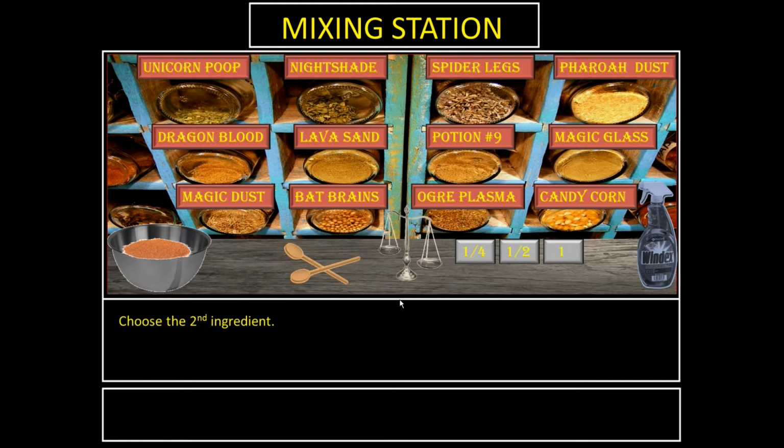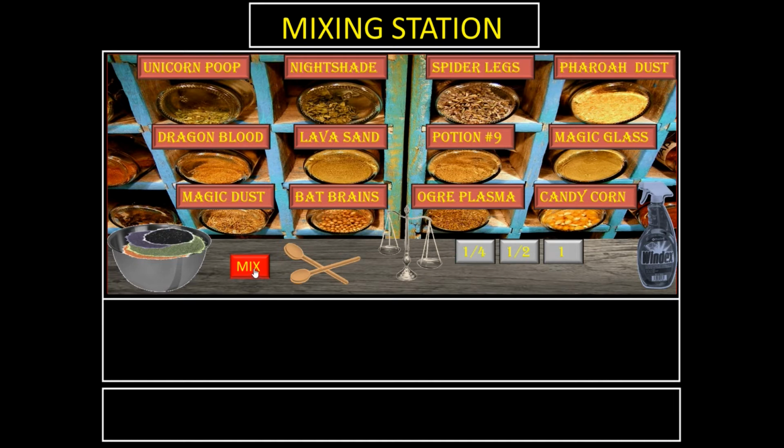Second ingredient was dragon blood? I think it was dragon blood. Half of cup. Are they cups? What are they? Choose the third ingredient. Lava sand. And that was a full cup. And then a quarter of magic glass.